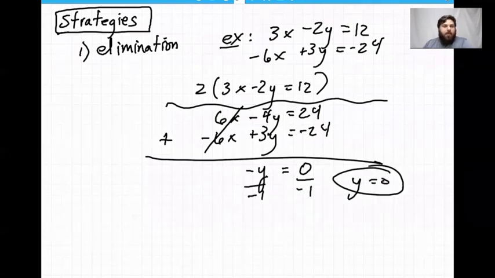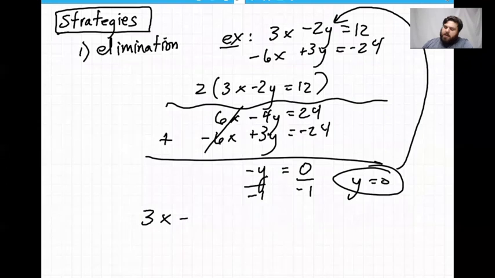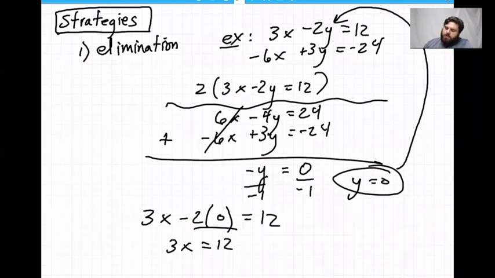Okay, that's half the battle, right? I'm finding this intersection point, so I need an x and y coordinate. I found the y coordinate. How do I find the x coordinate? You go back up to the original equation, 3 times x minus 2 times y equals 12. And notice instead of y, what did I put? Put a 0, because we found out y is equal to 0. So by doing that, I can get a very simple equation, 3x equals 12, which means that x is equal to 4. So that means my solution to the system is the point (4, 0).